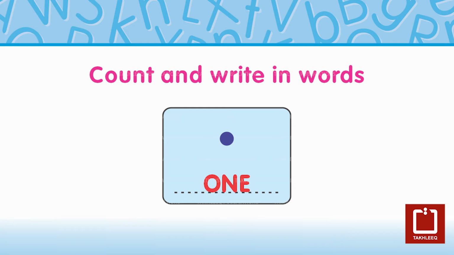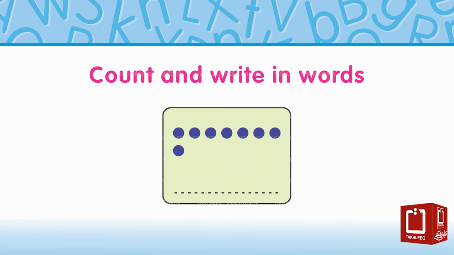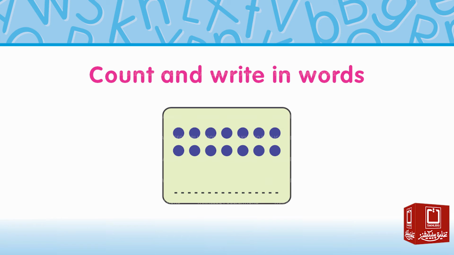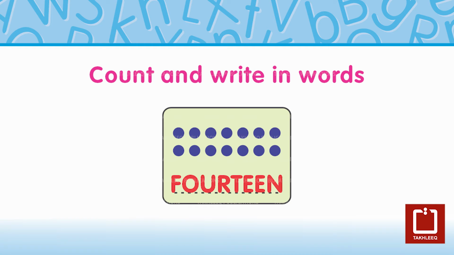1, 2, 3, up to 14. Here are 14 dots. The spellings of 14 are F, O, U, R, T, E, E, N. 14. So we write here F, O, U, R, T, E, E, N.